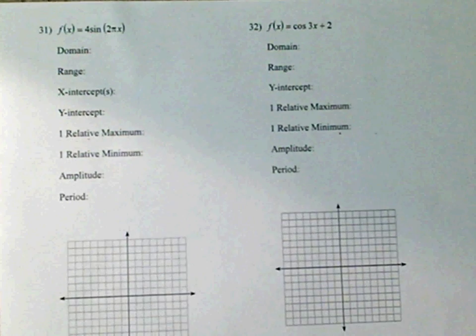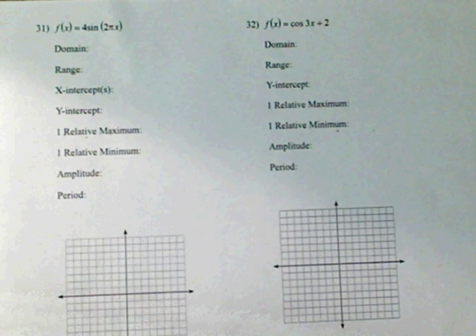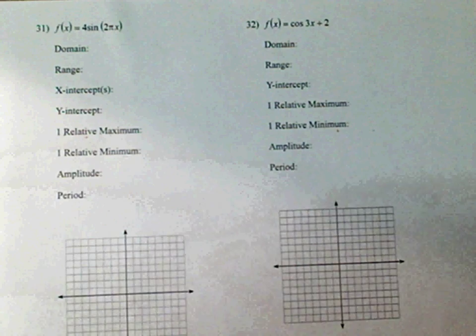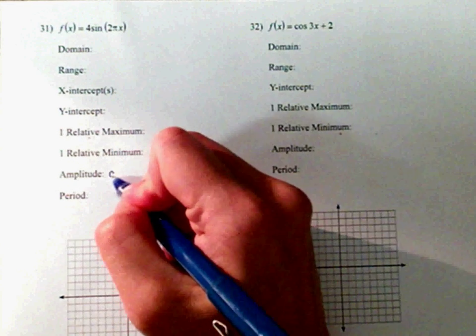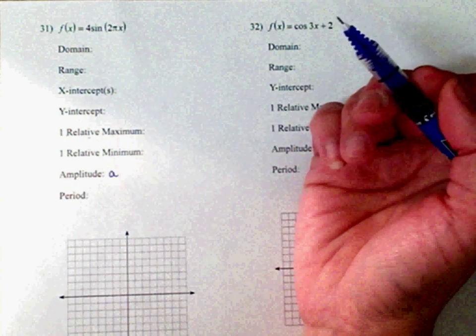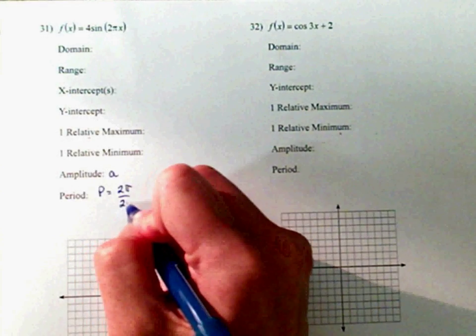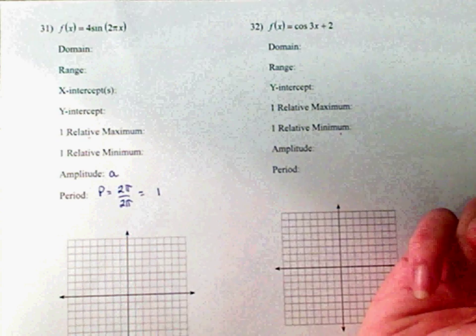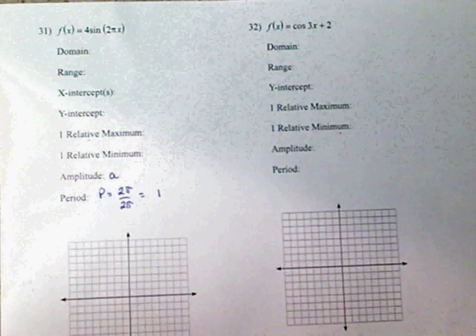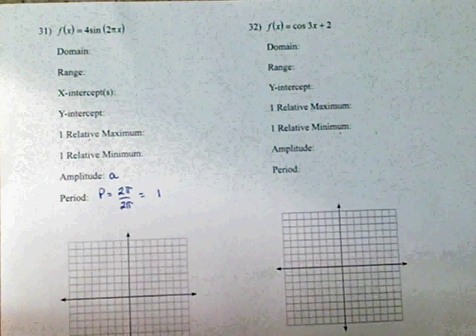Alrighty, so let's take a look at number 31. Before you start, go ahead and graph. Look at your amplitude. Your amplitude's an A. Our period has a pi in it, so I'm going to use P equals 2 pi over 2 pi, which comes out to be 1. I'm going to use my radians this time.